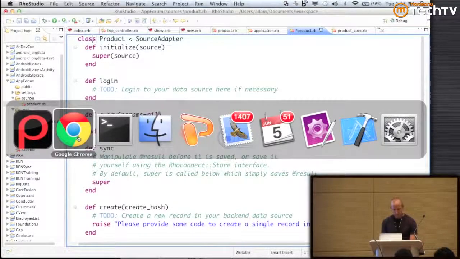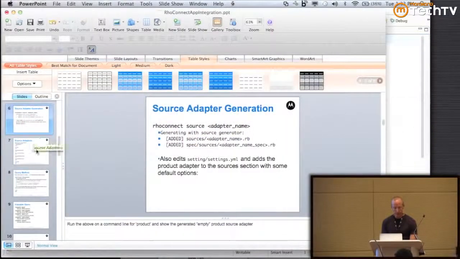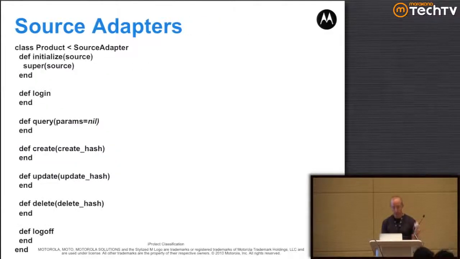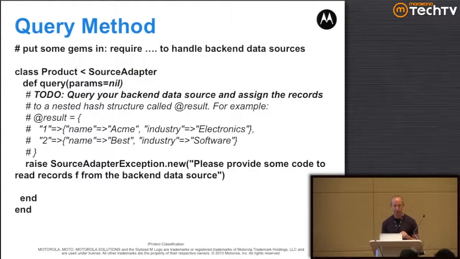So I'm going to do a couple things first before I write this. First of all, that's where we talked about what we're generating. We're generating the source's adapter name. There is that settings YAML, which I didn't show yet, but it has some options, like how often you query. That's the basic structure of a source adapter. It says to put some gems in, require to handle back-end data sources.